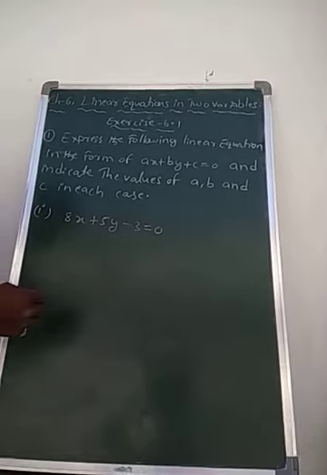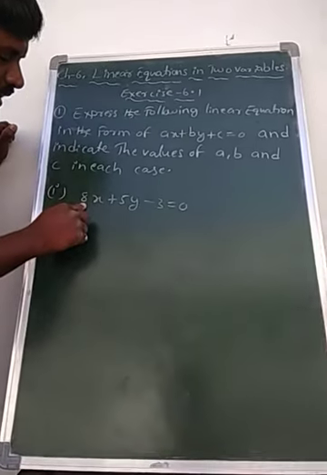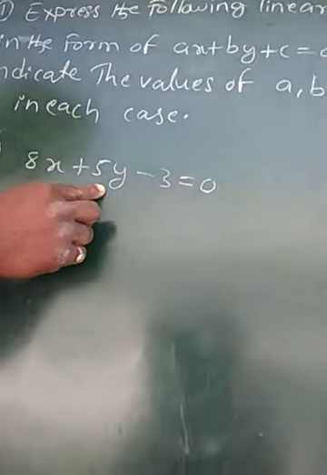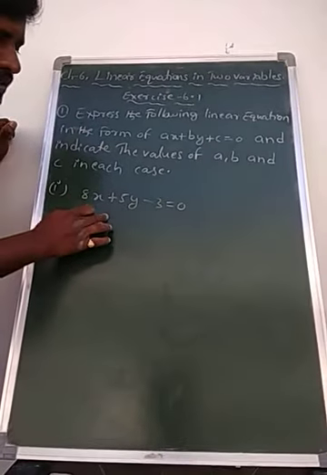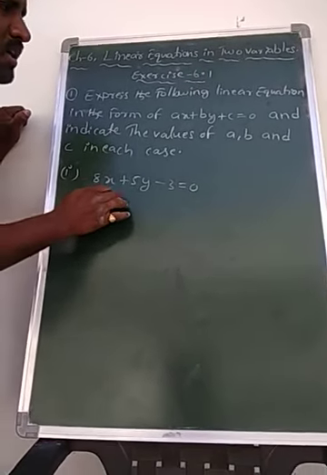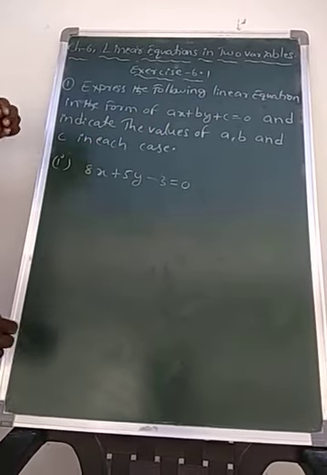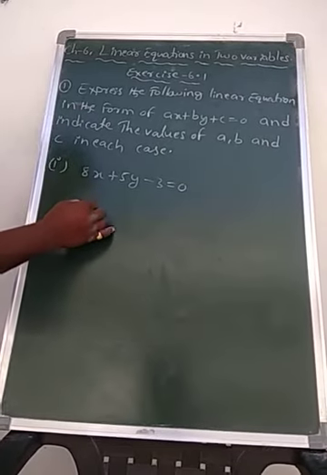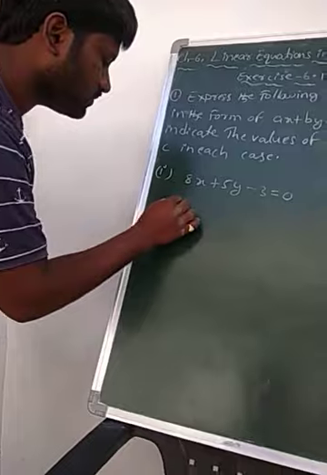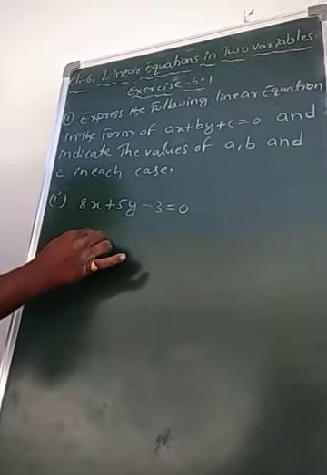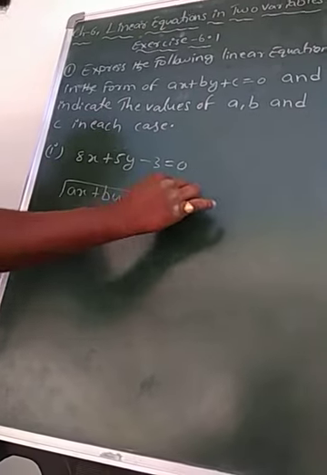Okay, now the first question. 8x plus 5y minus 3 is equal to 0. This is in the form of what? ax plus by plus c is equal to 0. Yes, so what are the terms? We just compare with ax plus by plus c is equal to 0.